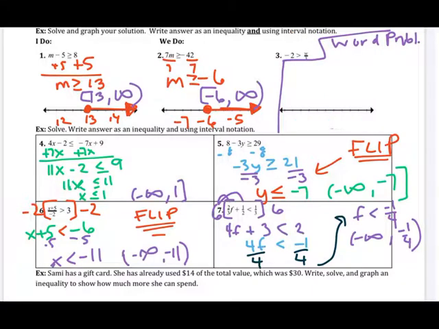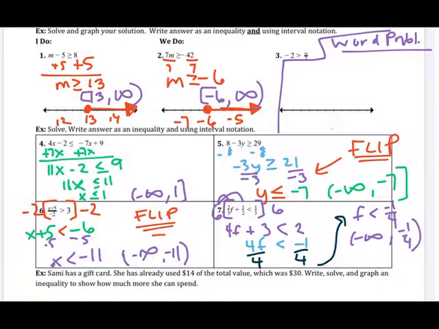So I have actually run out of space for my word problem on the bottom. I'm going to do it up here on the top where number 3 was. Sammy has a gift card. She has already used $14 of the total value, which was $30. Write, solve, and graph an inequality to show how much more she can spend.